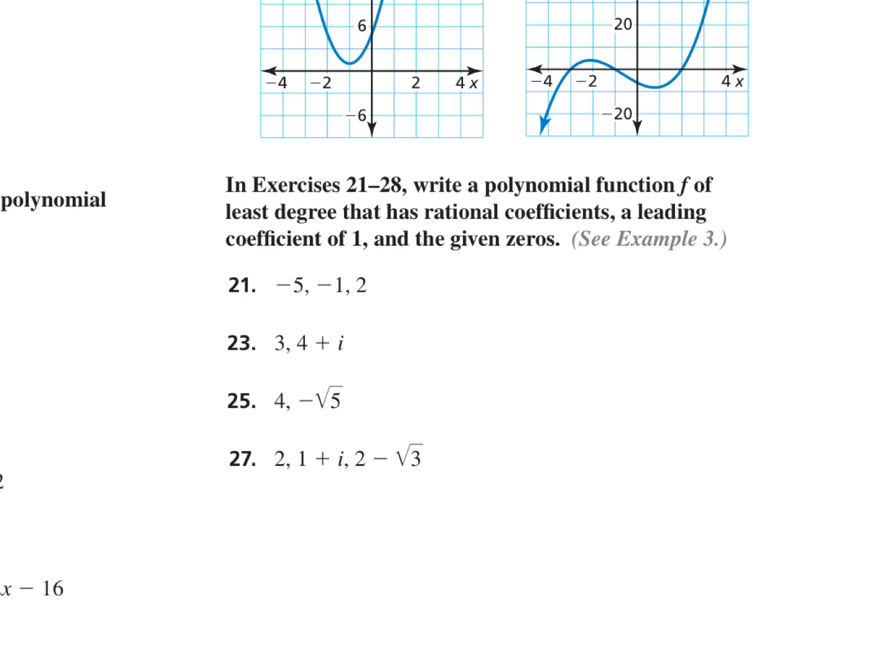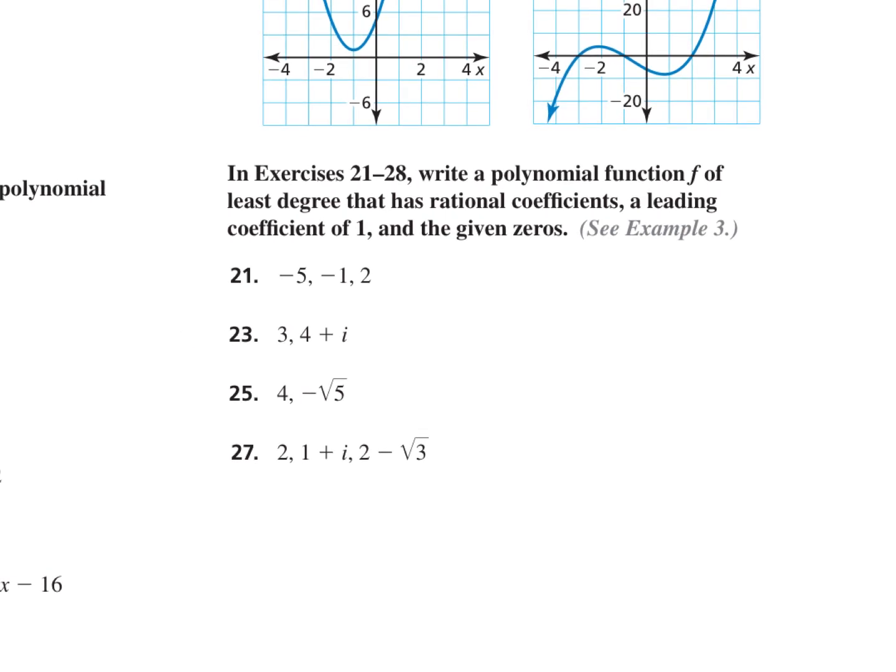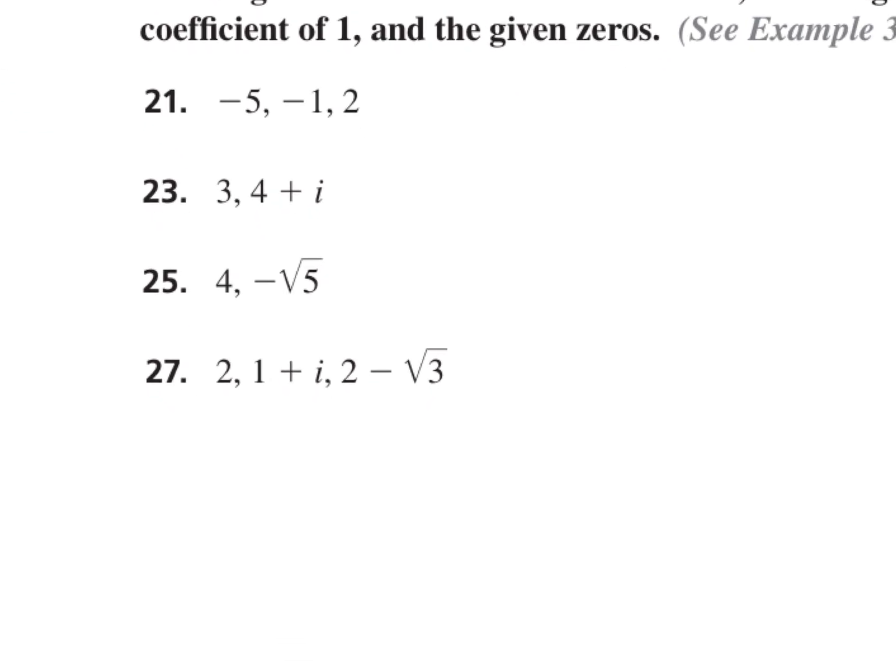All right, let's go to the right side of the page. Let's look at 25. All right, 25 we need to figure out first. Are we missing any of the zeros here? What are we missing? Positive square root 5. Because anytime we have a square root or an I, we need its partner.